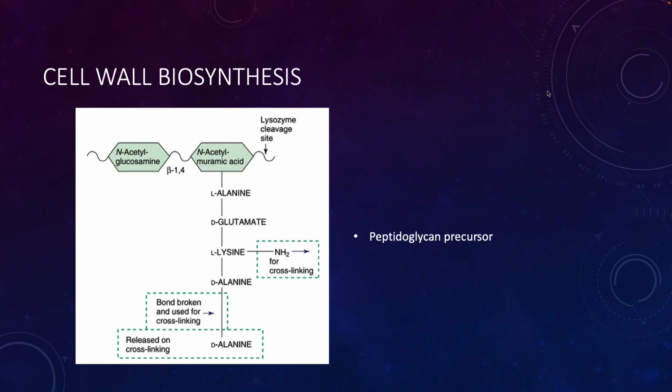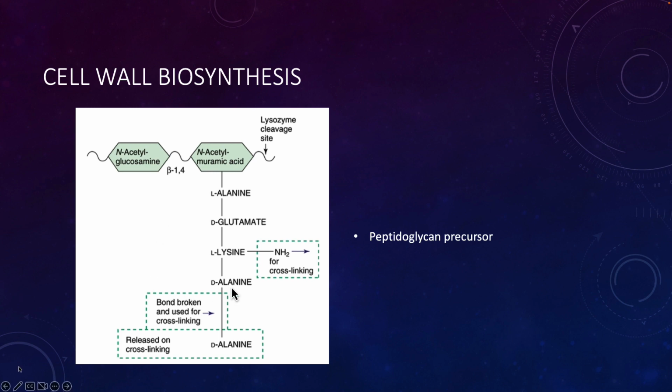Any cell that has to make a cell wall, which is almost anything except mycoplasma, puts together two subunits of a carbohydrate. N-acetylglucosamine is the one on the left, N-acetylmuramic acid is the one on the right, and then a chain of peptides: alanine, glutamate, lysine, alanine. Why I'm showing you this is because you can see right here the lysozyme cleavage site. Lysozyme, which is an antimicrobial enzyme produced by our bodies, can cleave peptidoglycan. So you can think about what the implications would be for lysozyme helping us to fight infections.